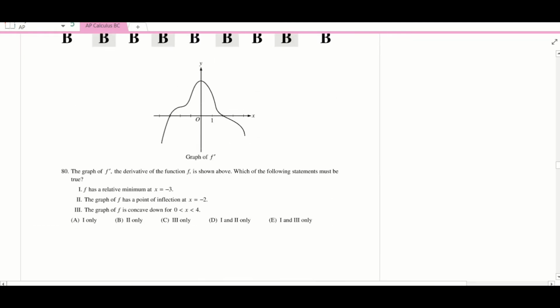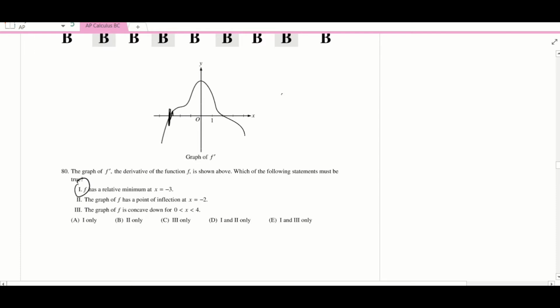The graph of f prime x, the derivative of the function of f, is shown above. Which of the following statements must be true? Number 1, f has a relative minimum at x equals -3. Well, we can test that. If the derivative goes from negative to positive, that means the graph of f looks something like this, right? Because it goes negative, it hits 0, and then it goes positive. So we know number 1 holds.